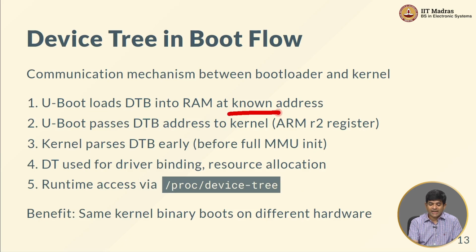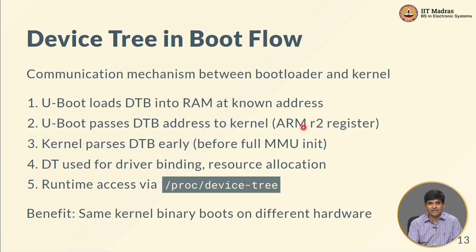U-boot loads it at a known address. That address is then passed into the kernel, again through some standard approaches, which means that the kernel can basically access that DTB and parse it at a fairly early stage. In the context of ARM, there is a specific register into which the DTB address is written, and that is how that information is passed to the kernel. But there could be other approaches in other kinds of architectures as well.